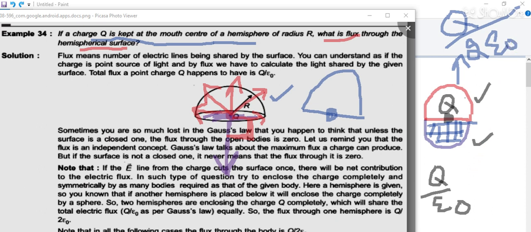This is the flux. Students, pay attention. You can easily understand this is the flux formula for the whole surface where two hemispheres are present, one upward and one downward. Why did I draw the downward one? To make symmetry. But to find the flux, I have to make it half, because the flux is divided into two parts: Q by 2 epsilon naught for upward, and Q by 2 epsilon naught for downward. So this is all about this question. You can read the theory part.